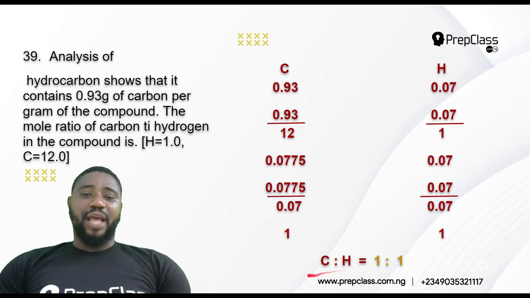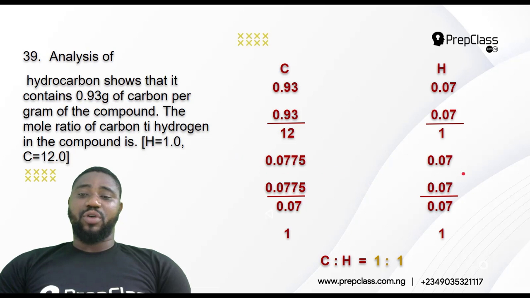So this mole ratio they are asking us is just similar to asking us for the empirical formula. So that becomes 0.93 divided by 12, and hydrogen 0.07 divided by 1. This divided by 12, which is the relative atomic mass of carbon, will give us 0.0775. This divided by 1 equals 0.07.